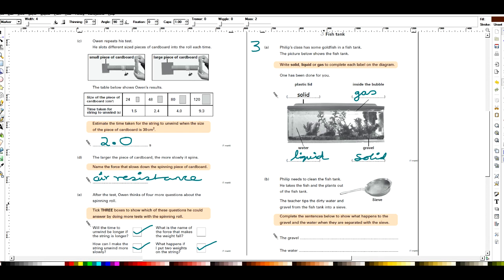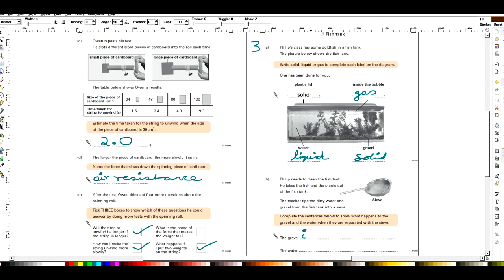The teacher tips the dirty water and gravel from the fish tank into a sieve. This is a sieve. Complete the sentence below to show what happens to the gravel and the water when they are separated with the sieve. So let's start off with Zainab. Now, what happens to the gravel in respect to the sieve? How do they interact? So the gravel gets what? Stays in the sieve. Why is that?